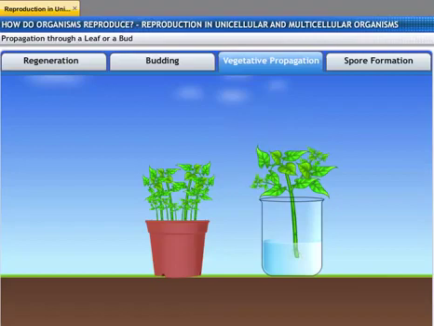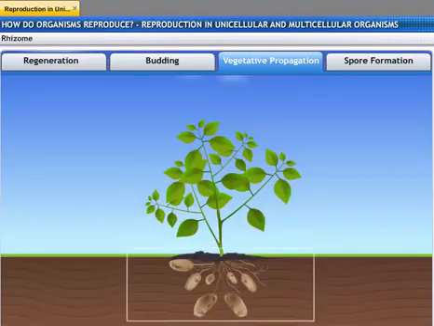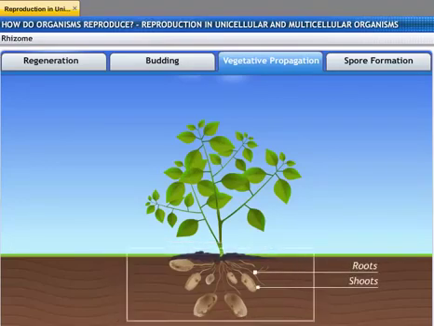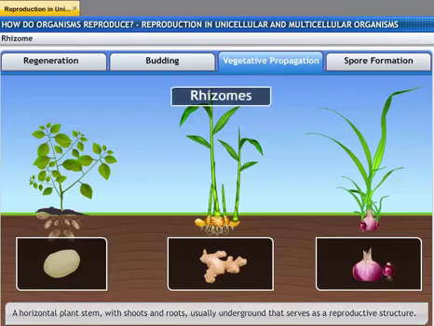Let's now get back to Arnold and his mom. Can you guess which other food plant propagates using its buds? Your favorite vegetable, potatoes. Potato itself is a horizontal plant stem with shoots and roots usually underground. Thus, the stem serves as a reproductive structure. Such horizontal underground plant stems are called rhizomes.